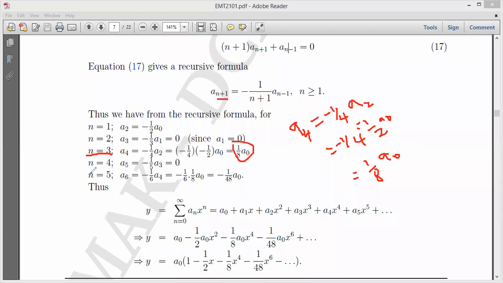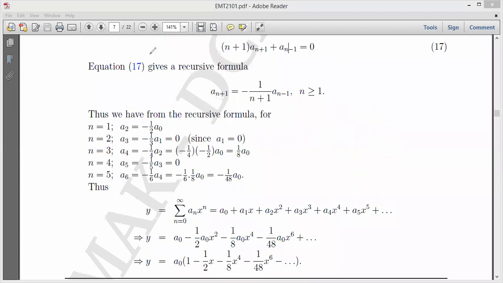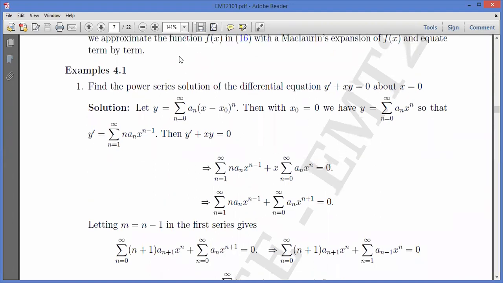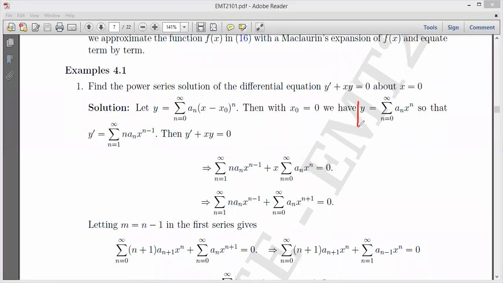Then you can do the same for n equal to 4. It will give you F5, which is 0. You do the same for n equal to 5. It will give you, and you simplify, you get a minus 1 over 48 n naught. So if you get that, you can now proceed. How do you proceed? You proceed to substitute. We have these ones. Now we can proceed and substitute into, remember our expression, we have it here. That is this one here.